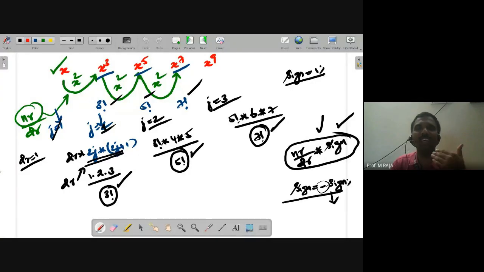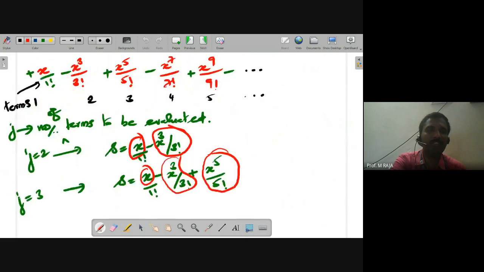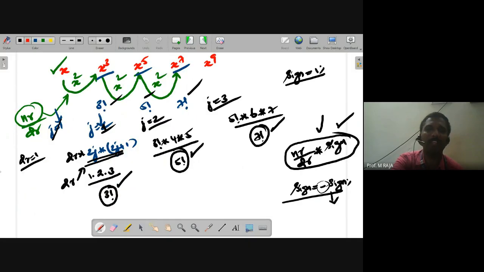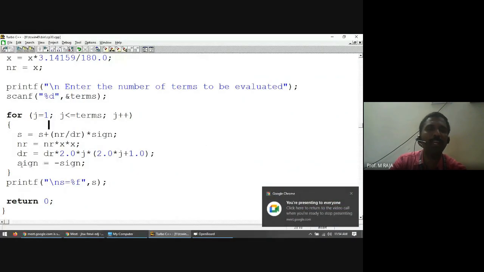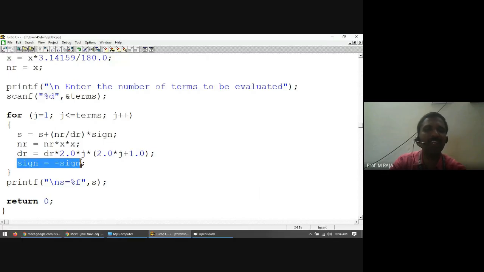Alternate plus minus signs can be easily brought. Initially, think of what sign is required. Since the sign is plus for x, initialize sign as plus 1 and multiply the numerator by denominator with the sign. Next, since the next sign is minus, in the for loop you need to update the value of sign. Sign is minus sign. That means the current sign is negated, so that when you obtain the next value of j, the current sign will get negated.